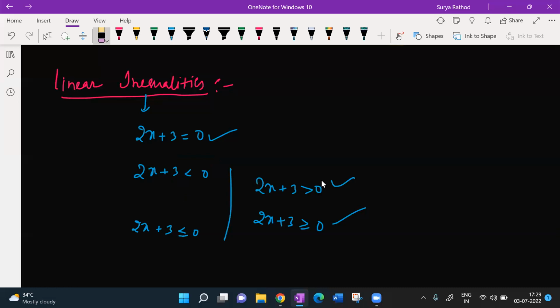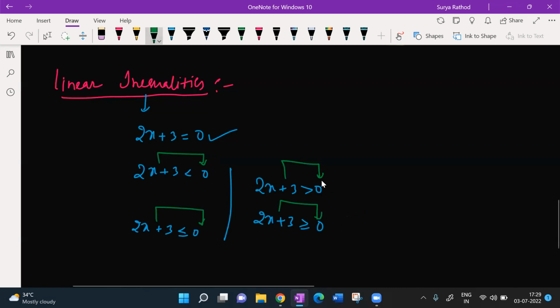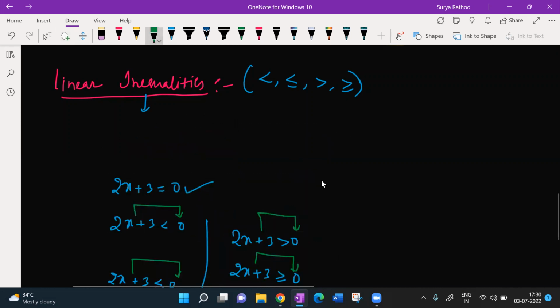Do you agree with my point? What I'm doing here? There are two expressions, this and this, and we are comparing these two expressions. Whenever you compare two or more expressions, we call them linear inequalities. Basically, in linear inequalities we play with less than, less than or equal to, greater than, and greater than or equal to. Majorly, we will be using these four symbols in linear inequalities. You understood, right? Inequality is basically comparing two expressions.